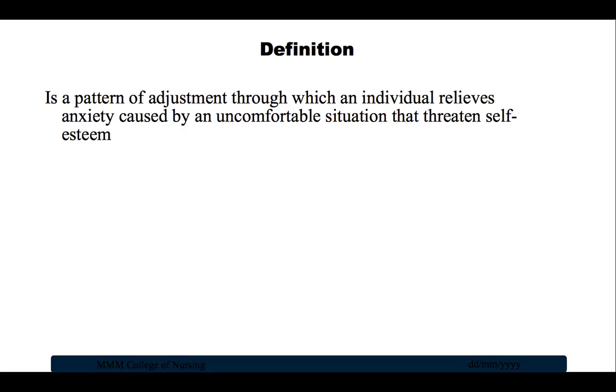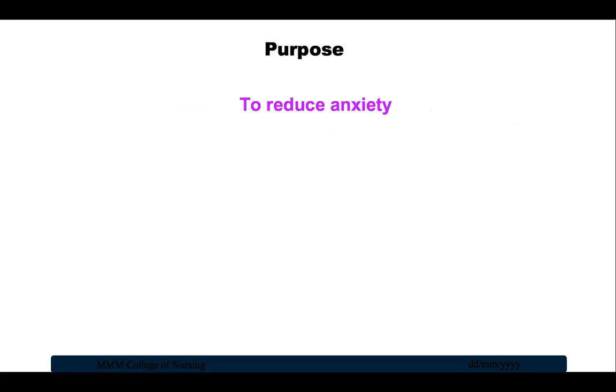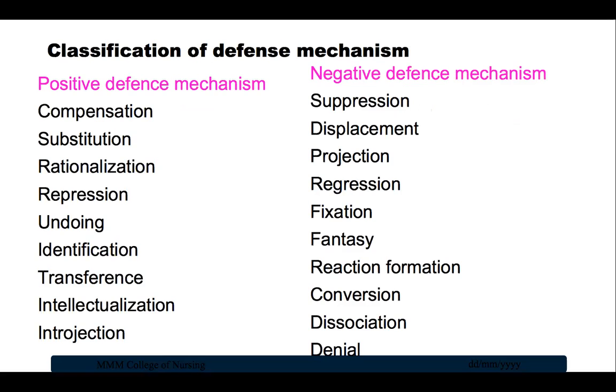When these defense mechanisms are used moderately, they are harmless, but when their use is excessive and persistent, it becomes harmful. The main purpose of defense mechanism is to reduce anxiety, and to eliminate anxiety when it is used in a lesser amount. Now let us see the classification of defense mechanism.